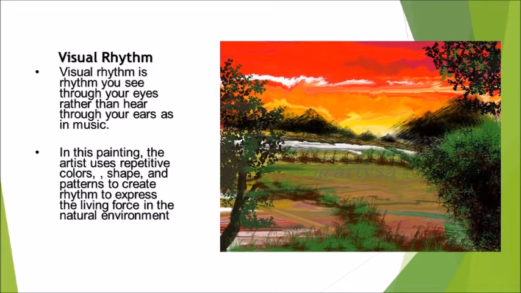Visual rhythm. Visual rhythm is rhythm you see through your eyes rather than hear through your ears as in music. In this painting, the artist uses repetitive color, shape, and pattern to create rhythm to express the living force in the natural environment.